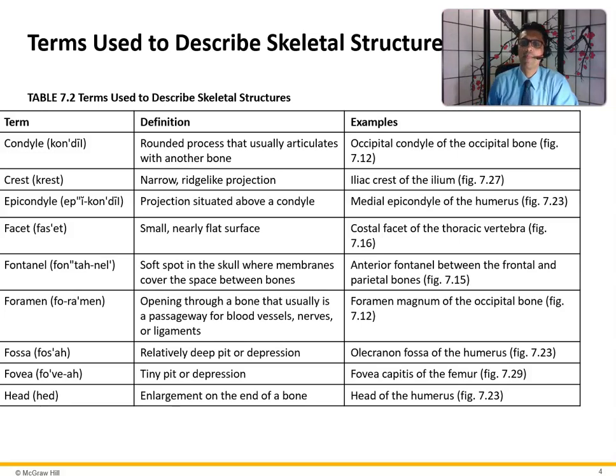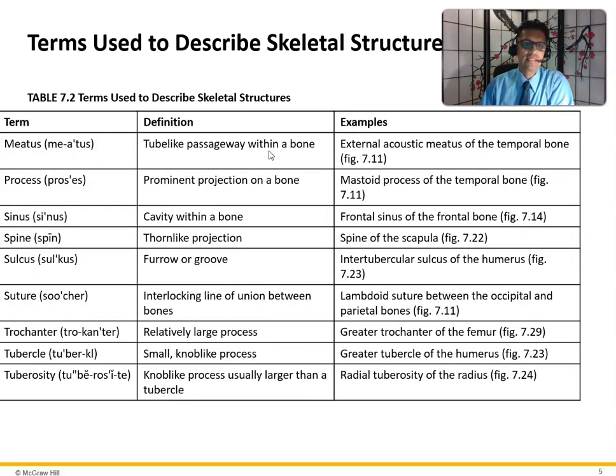So when you're describing a bone, you want to describe the feature plus the bone. So you want to say head of humerus, head of radius. Because if you just say head, I don't know what bone it is, because there are multiple features that can be found on different bones. Meatus is a tube-like passageway, so the external acoustic meatus in your ear. Process is a prominent projection, so if you touch right behind your ear, you have the mastoid process back here.